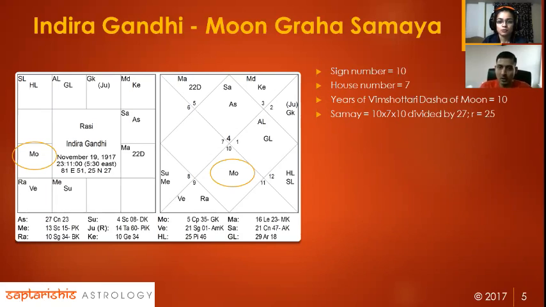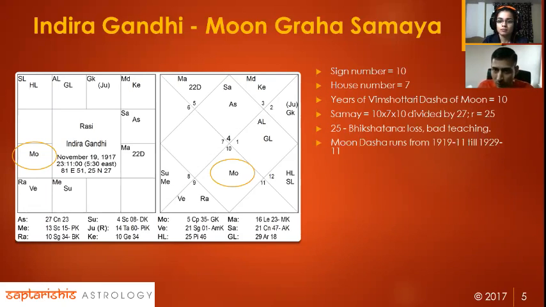Over here it is 25: 700 divided by 27. If we look at 25, the Samaya indicated by the number 25 is Bhikshatana, which means loss, bad teaching.